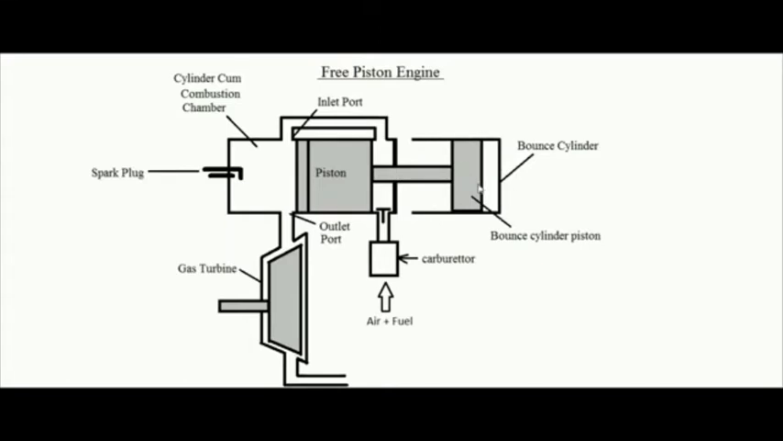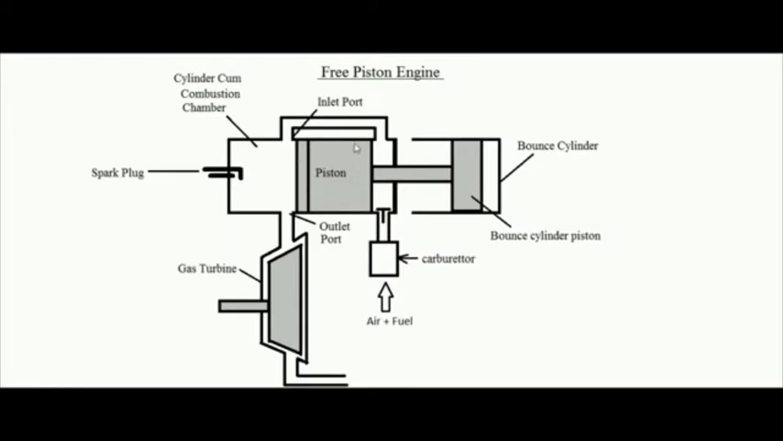So once again, this is the bounce cylinder and this is the piston of the bounce cylinder. This piston can compress the air which is trapped between the bounce cylinder and the piston. So in case work is done over the air, whatever energy is supplied by this piston to that air is stored in the form of pressure energy of air.